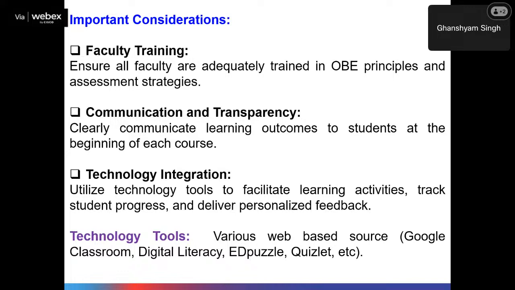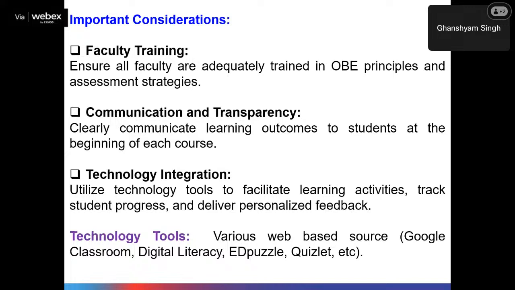Number one is the faculty training. We must ensure that all faculty are adequately trained in OBE principles and assessment strategies. Every faculty member must know about the OBE principles and the assessment strategies which are being adopted by the university. Similarly, there must be communication and transparency within the systems.